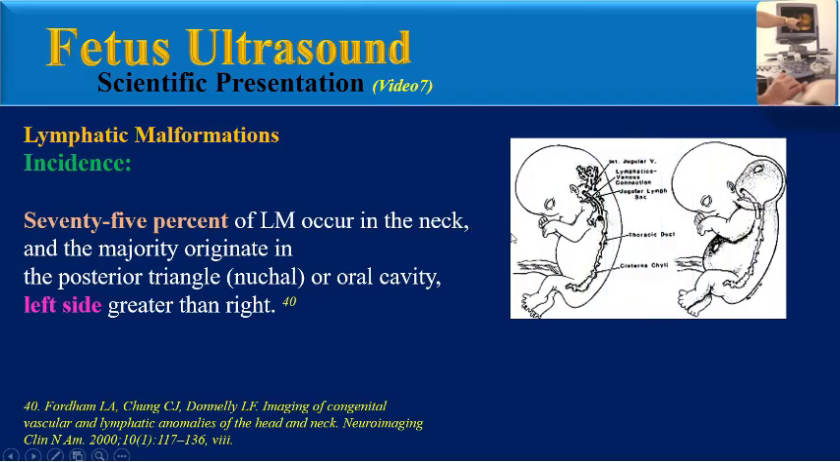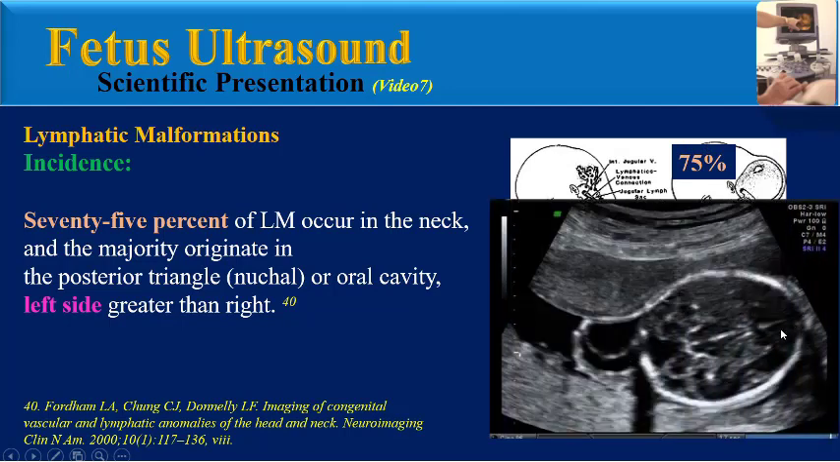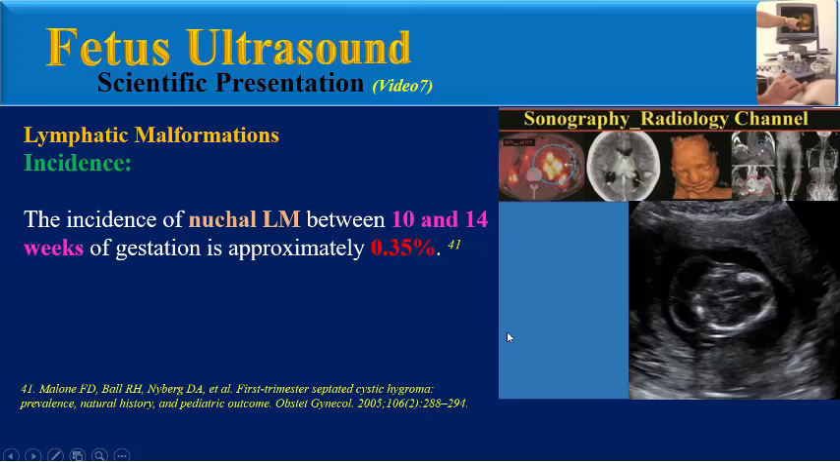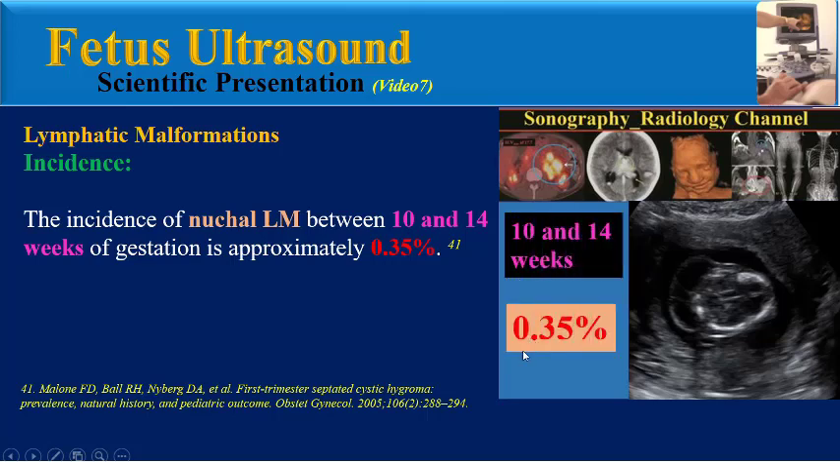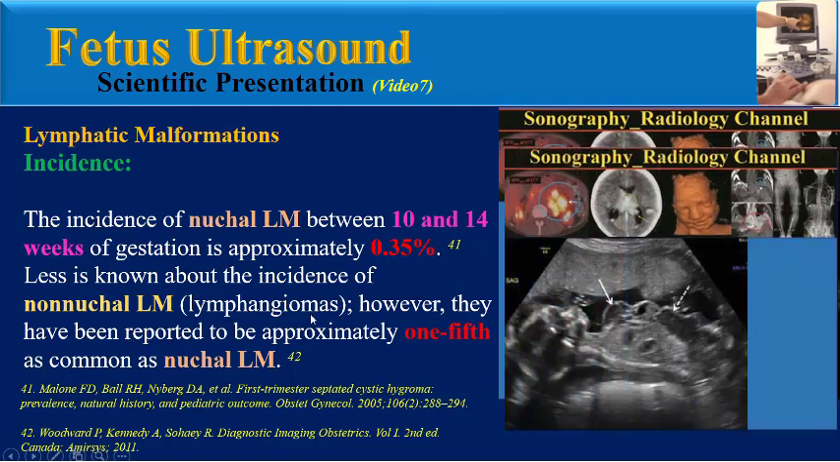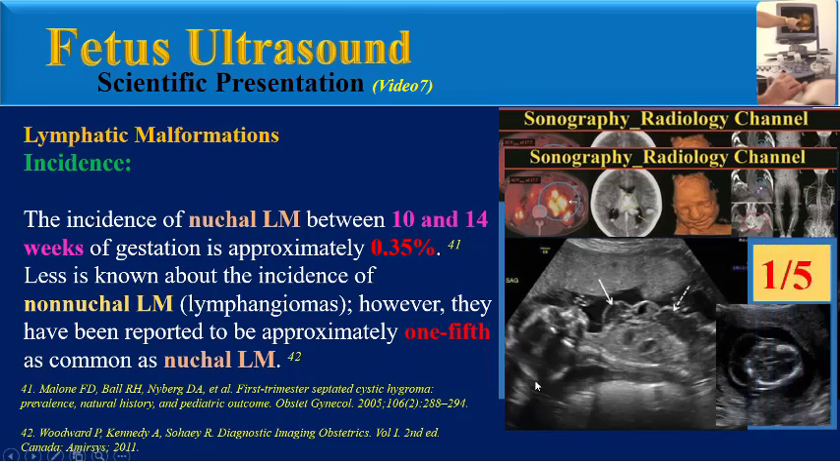75% of lymphatic malformations occur in the neck, and the majority originate in the posterior triangle or oral cavity, left side greater than right. The incidence of nuchal lymphatic malformation between 10 and 14 weeks of gestation is approximately 0.35%. Less is known about the incidence of non-nuchal lymphatic malformation; however, they have been reported to be approximately one-fifth as common as nuchal lymphatic malformations.